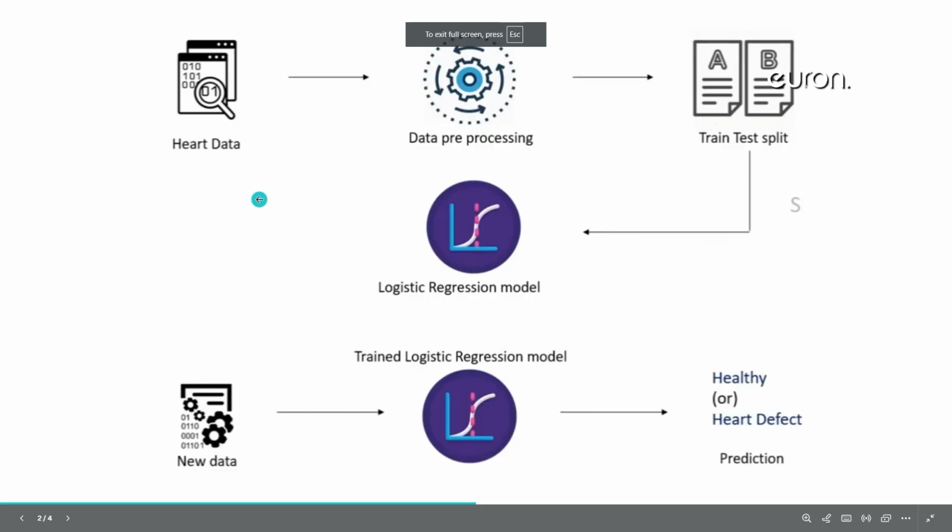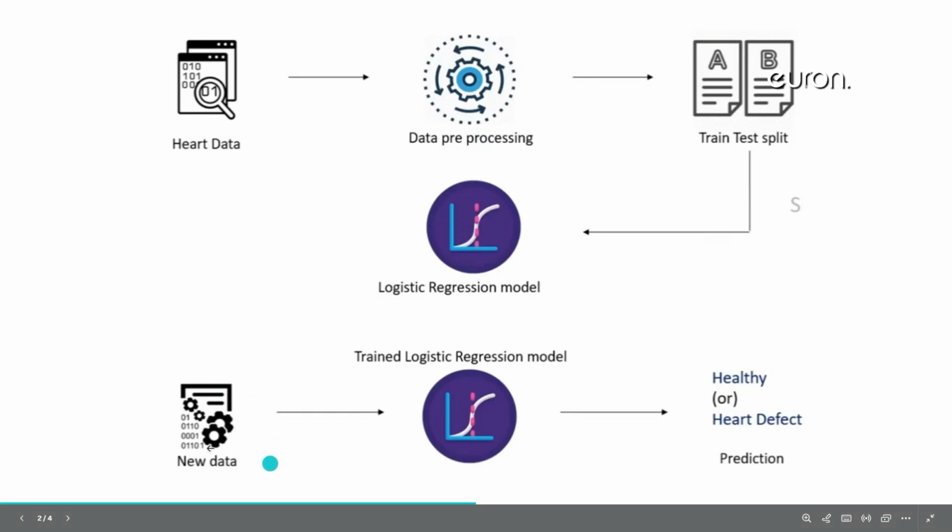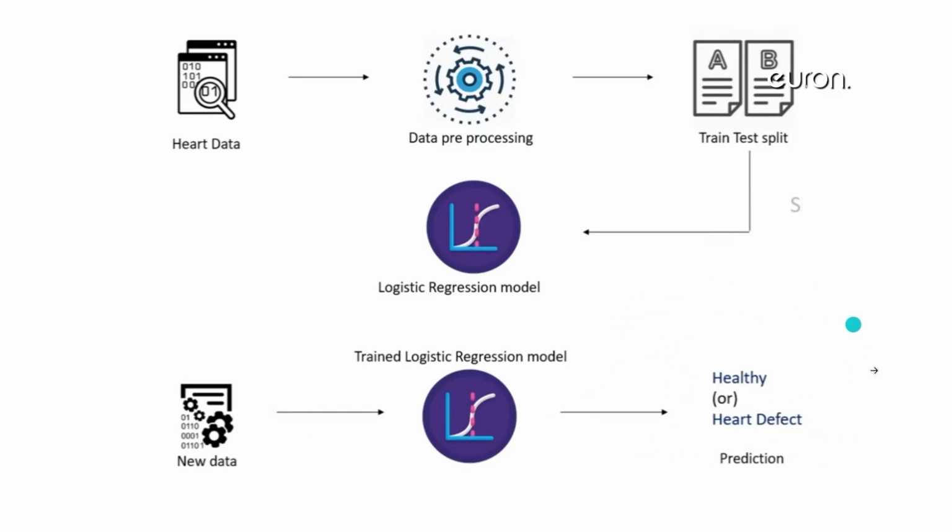And this is the project workflow, guys. First of all, we have to get the heart disease data. Then after that, we'll be performing some basic preprocessing steps. Then we'll be doing the train test split operation. Then we'll be training one logistic regression model, and you know that it's a classification model. And after that, we'll be using the trained model, and the user will give new data, and it will predict whether this person is healthy or has heart disease.